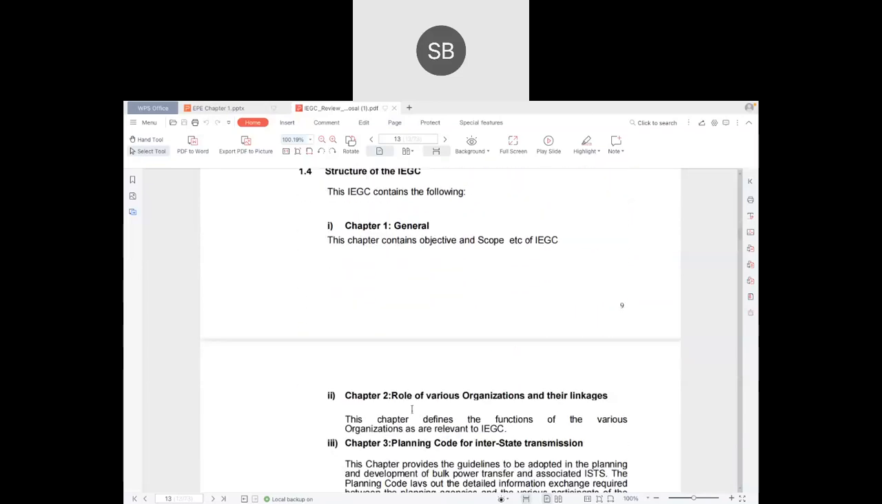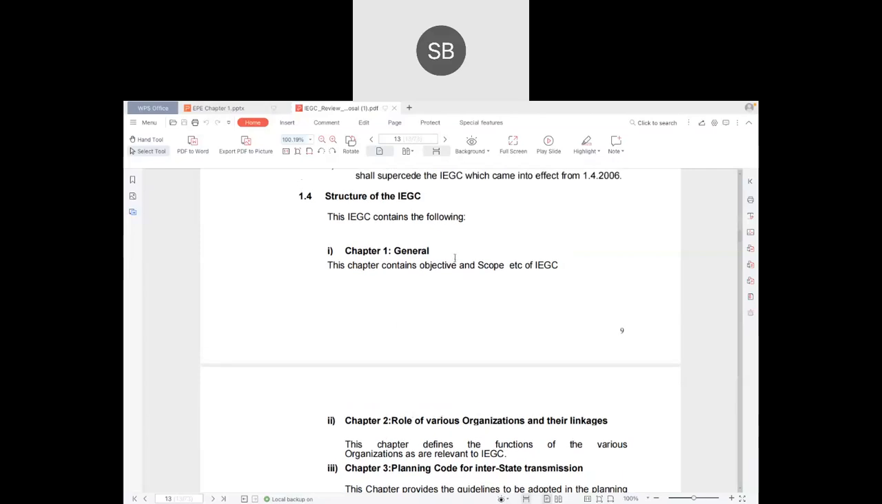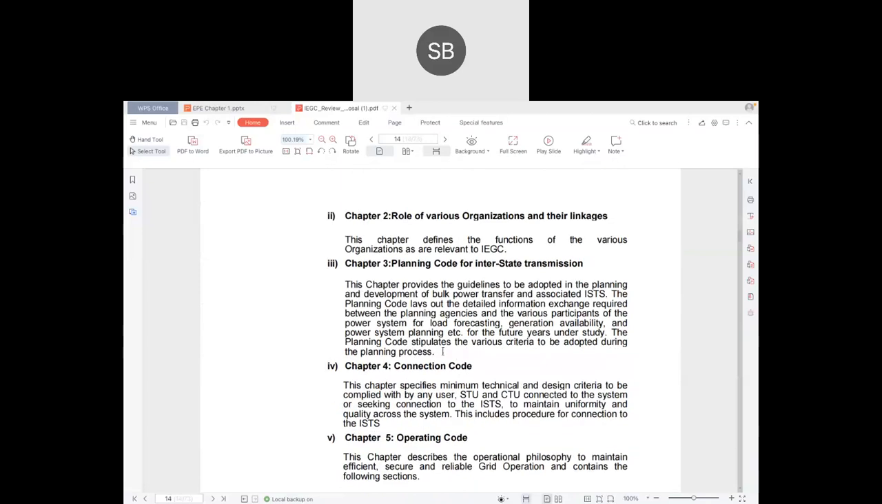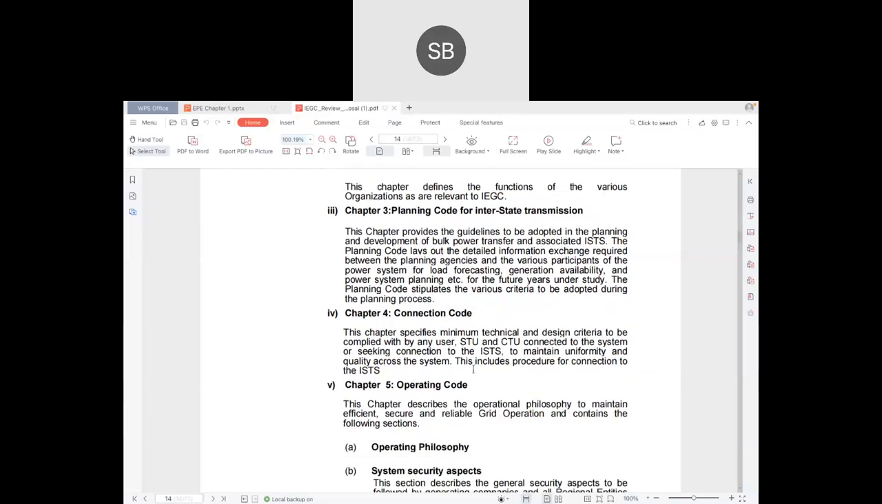These are the objectives. You can also see the objectives and the scope of this Indian electricity grid code. These are the scope and structure of the Indian electricity grid code. In the first chapter, general information has been given, like the objective, scope, etc. In chapter number 2, the role of various organizations and their linkage with other organizations has also been explained. In this chapter, you will see the role of NHPC, the role of NTPC, and their interconnection.